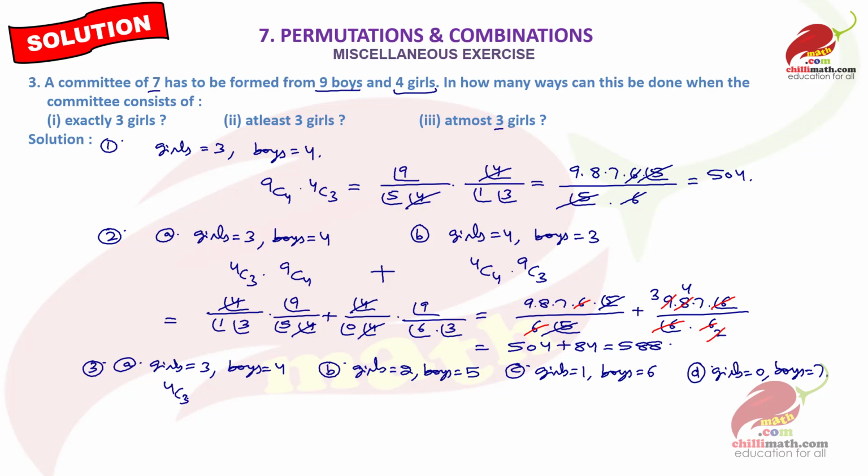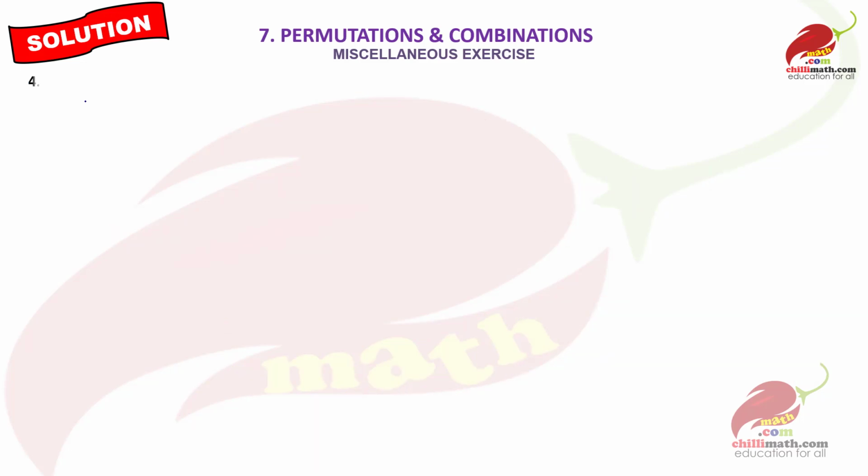So this can be done in 4C3 into 9C4, plus, B part, because this is all the OR subparts, 4C2 into 9C5, plus 4C1 into 9C6, plus 4C0 into 9C7, and after solving this we'll get 1632 as your answer.